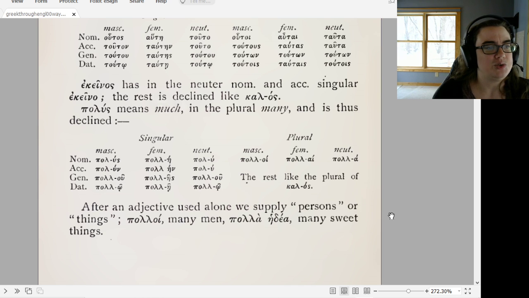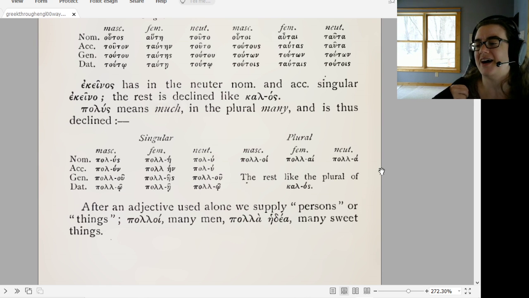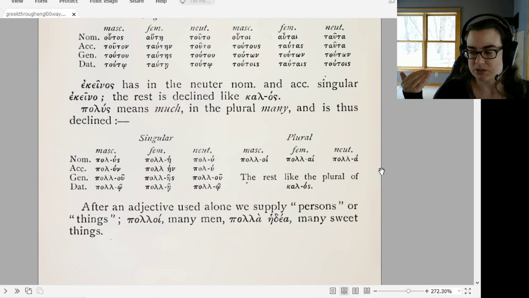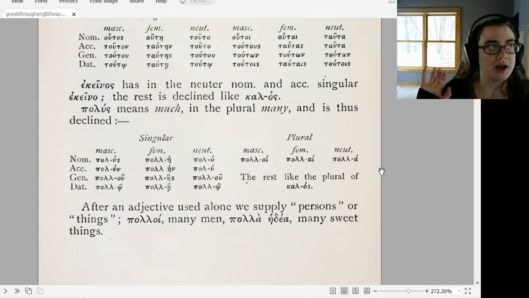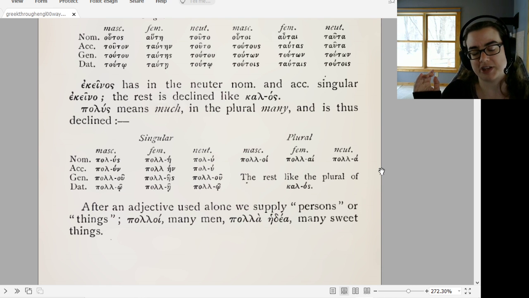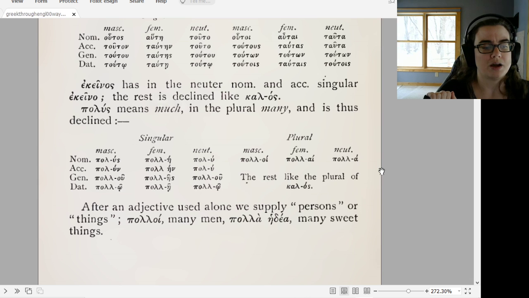After an adjective used alone, we supply persons or things. All right, so this is the idea. Half-life, got it. Yeah. So adjectives can be used substantively. That's the word for it. So you can use an adjective. Let me step back for a minute. An adjective is a word that describes a noun or another adjective for that matter. But I guess it's usually an adverb though. Anyway, an adjective describes a noun. Keep it simple.